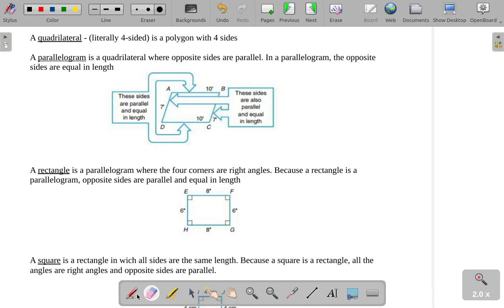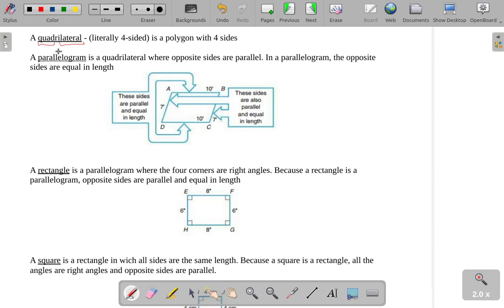A quadrilateral is a polygon that has four sides. If you look at the verbiage here and look at the different parts of the word, quad meaning four, lateral meaning side. So it does literally mean four-sided. So any polygon that has four sides qualifies as a quadrilateral. But we can get more specific in our naming schemes.